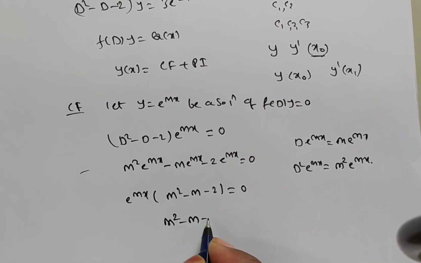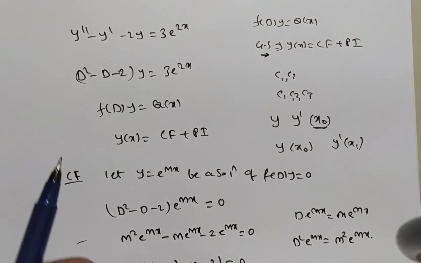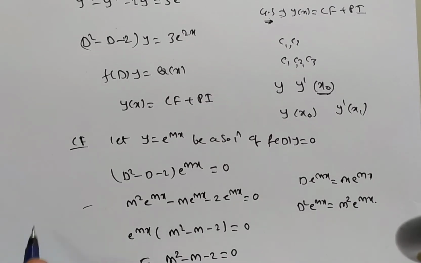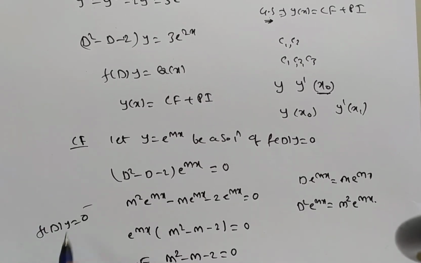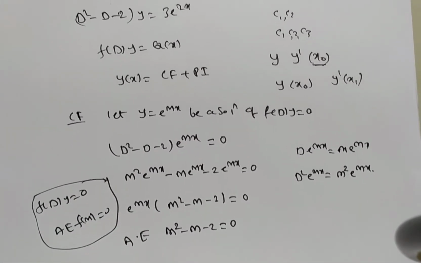m square minus 2m minus 2 is equal to 0. So this is called the auxiliary equation. Simply, in the given problem we will replace D by m and we won't take y. Then f of D into y equal to 0 will become the auxiliary equation f of m is equal to 0. For that purpose generally we will write it directly, but I explained here clearly for you.